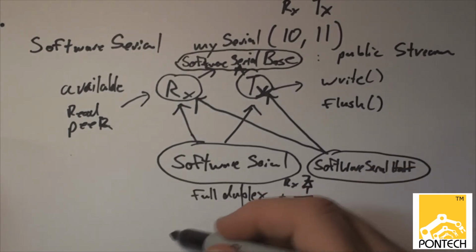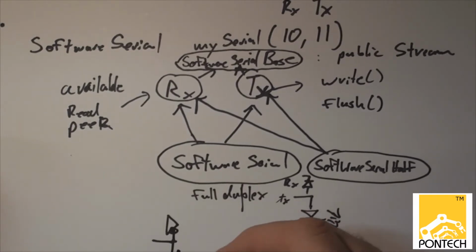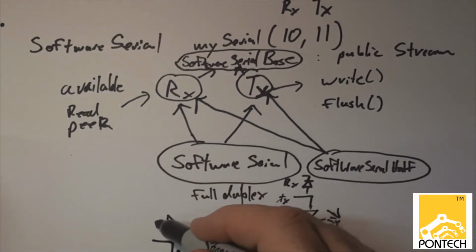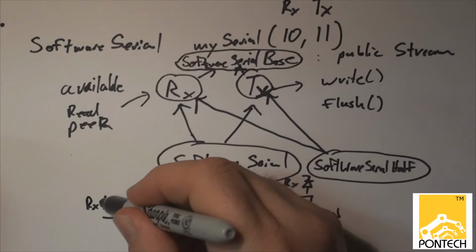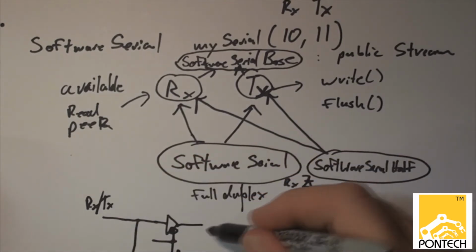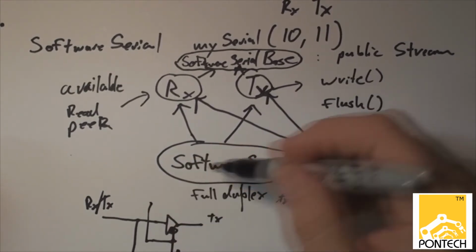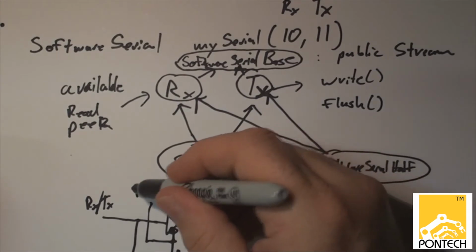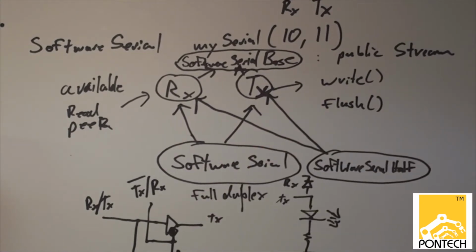And what this might look like with the tri-state buffers is something like this, where this is inverted, and this one may not be. And so this is the common that goes to your RX TX pin on the processor, and then this becomes your TX, and this becomes your RX, and then this line over here controls. So TX would be logic low, and RX would be logic high on this tri-state buffer. And that's what I've been working on for the chipKIT software serial library.